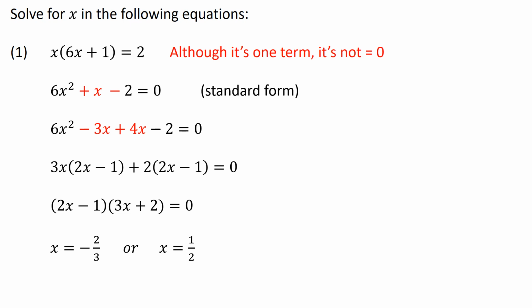Our final answer after we separate the brackets and equate them to 0 would be x is equal to negative 2 over 3 or x is equal to 1 over 2.